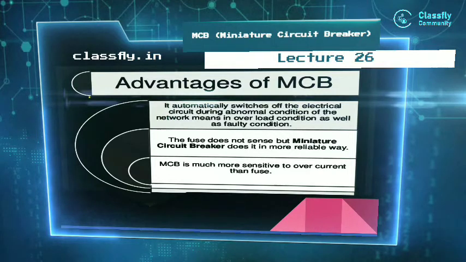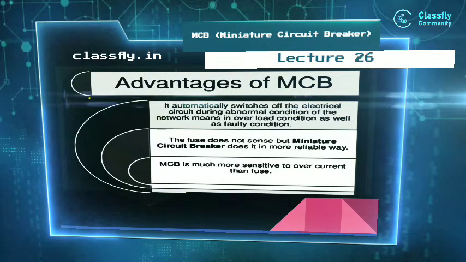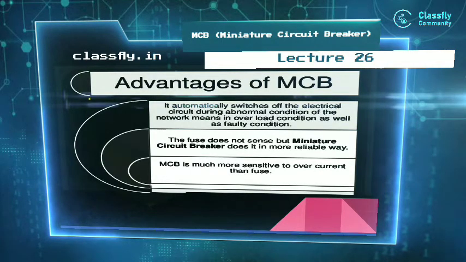Advantages of MCB. It automatically switches off the electrical circuit during abnormal conditions of the network, meaning in overload conditions as well as faulty conditions, right? The fuse does not sense this, but a miniature circuit breaker does it in a more reliable way. MCB is much more sensitive to overcurrent than a fuse. We know that anything which is automatic will be advantageous for every household person, right? It will automatically switch off, and it will then switch on again when it finds its normal condition.